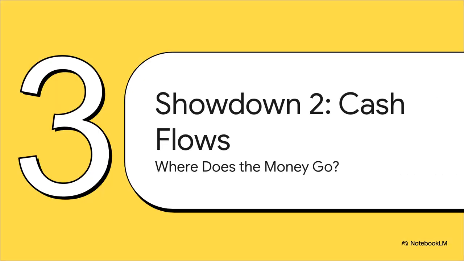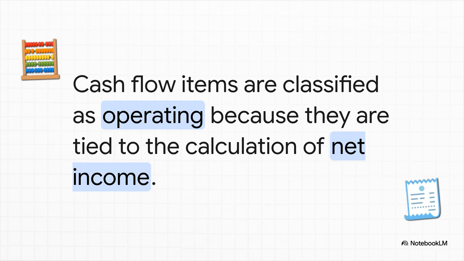Next up is the statement of cash flows. And this is where GAAP and IFRS have some major disagreements on how to classify really common business transactions. This is a big deal because where you put these items can completely change the story your financials are telling. So, the US GAAP approach forces most of these items into the operating activities section. Why? Well, the logic is that they all flow through the income statement when you're calculating net income, so it keeps everything neat and tidy.